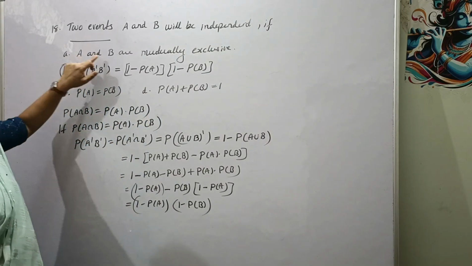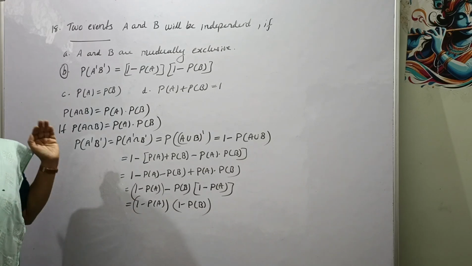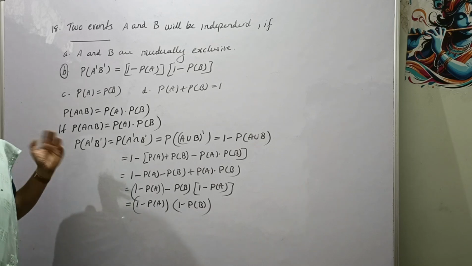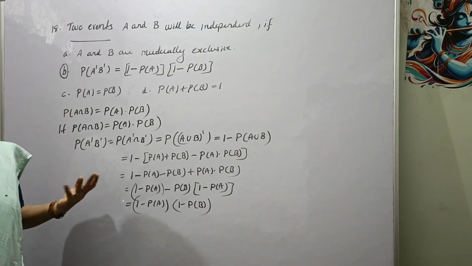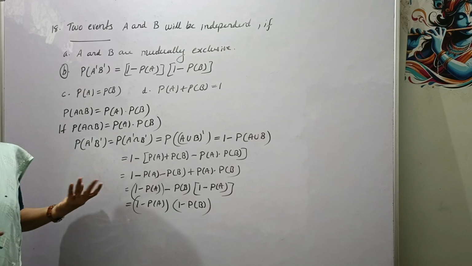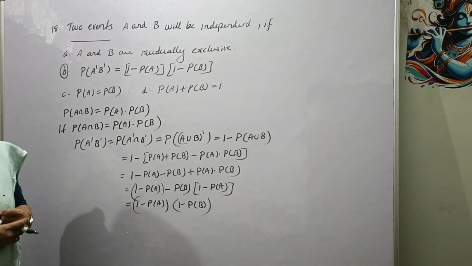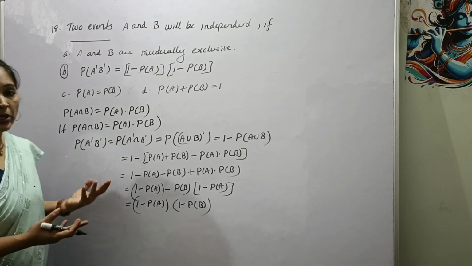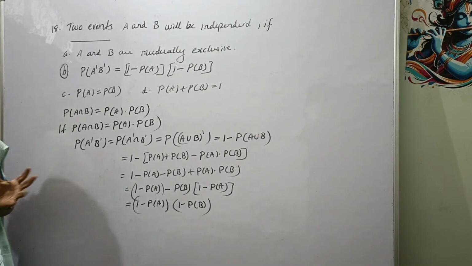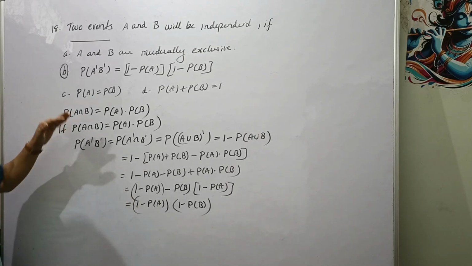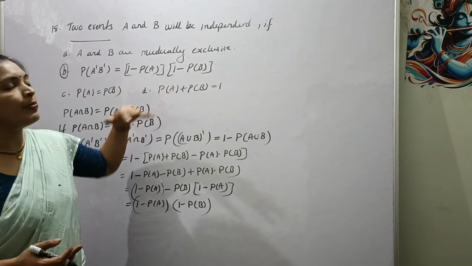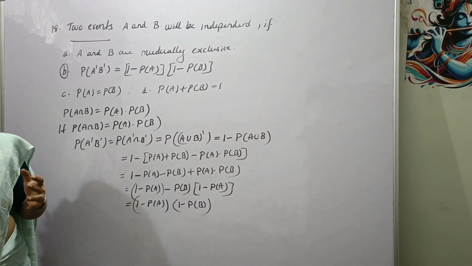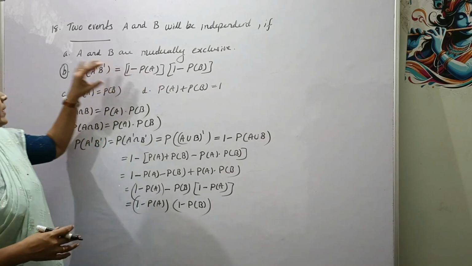And if A and B are mutually exclusive, then A and B are not independent events, because mutually exclusive means they are disjoint events. Their intersection is the null set. So it is not correct. And what about this one? If probability of A is equal to probability of B, A and B need not be independent events. Then if probability of A plus probability of B is equal to 1, then A and B are complementary events of each other. Then the correct answer is B.